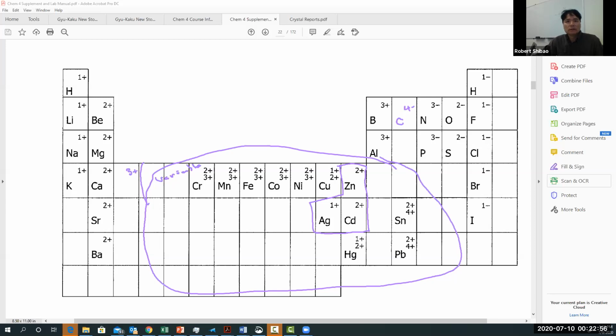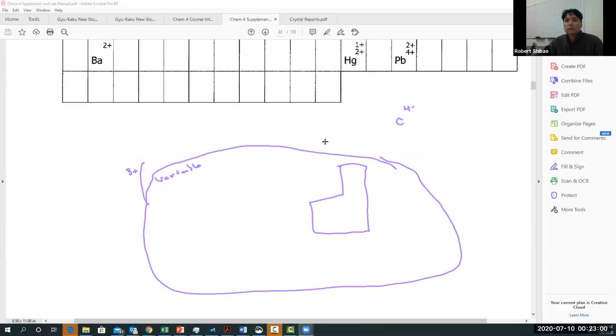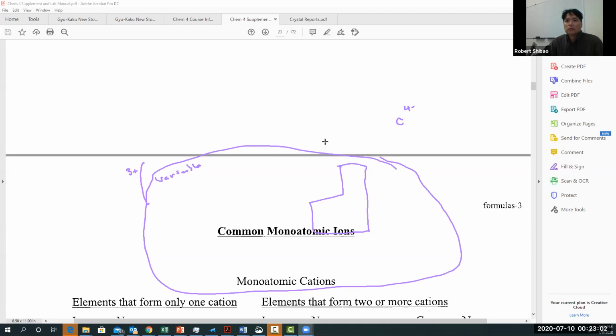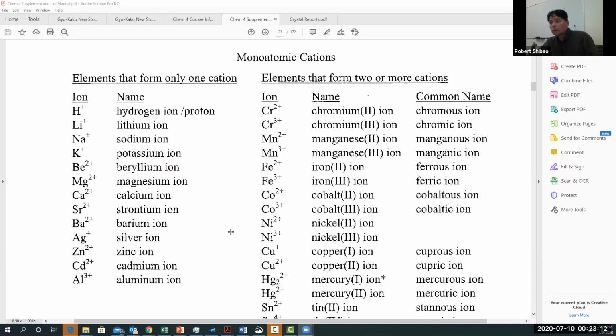Let's move on. Okay, when it's fixed charge, we don't need the Roman numeral. So all these are fixed charge. When it's variable charge, we need the Roman numeral. So these are all variable charge ones here.